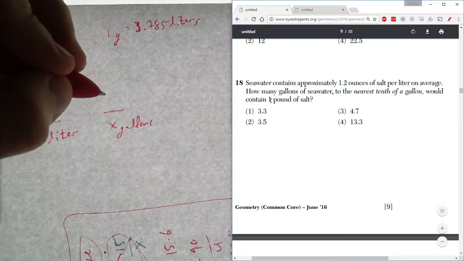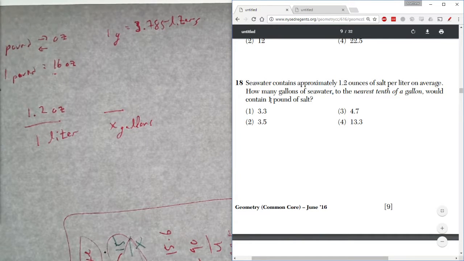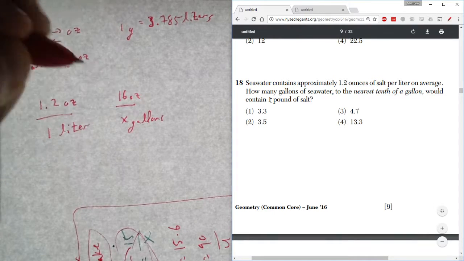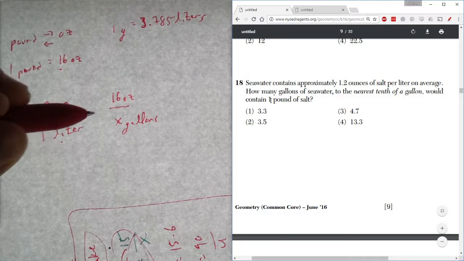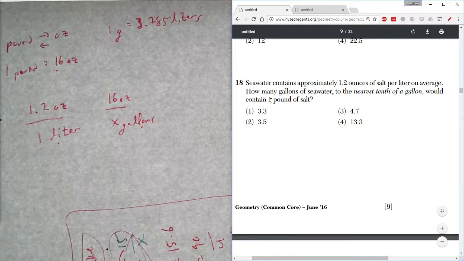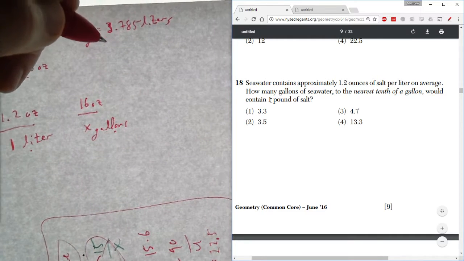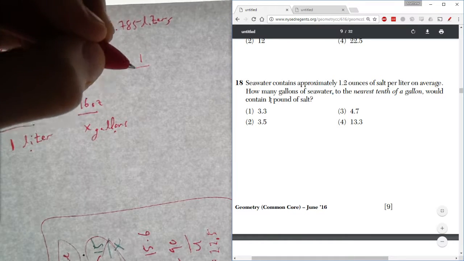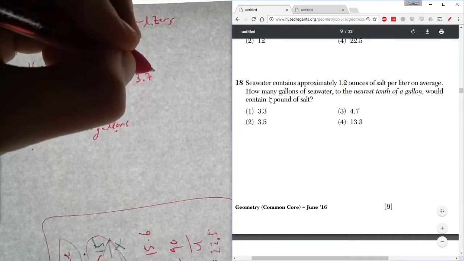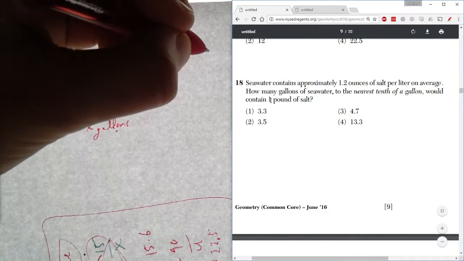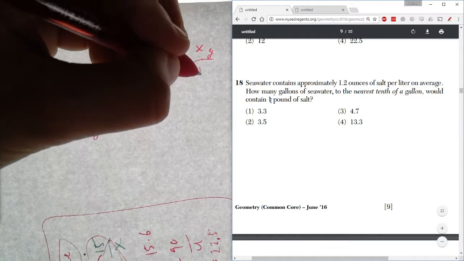So it was 1.2 ounces. Oh, 1 pound, great, that's nice. I don't even need to convert the ounces. 1 pound is just 16 ounces. I've got ounces to ounces. I need to go from liters to gallons. So I have 1 liter, and I want to see how much of a gallon that is. So 1 gallon over 3.785 liters should be equal to X gallons over 1 liter.